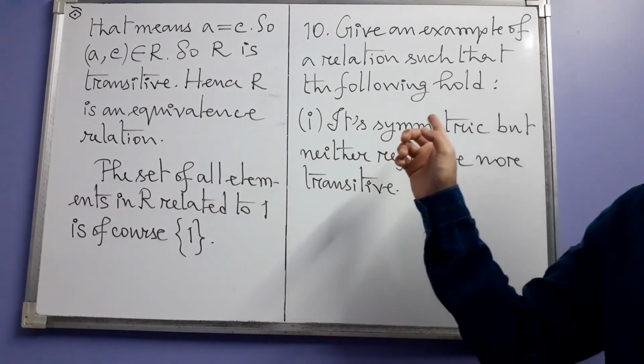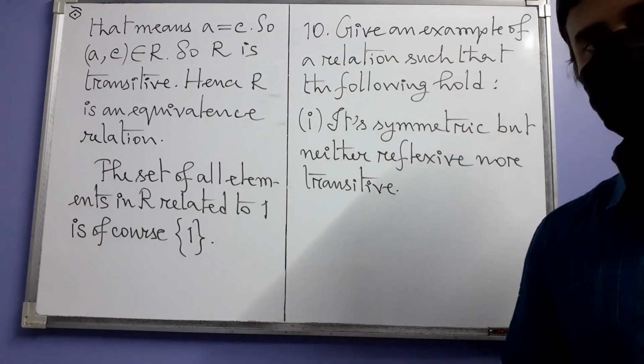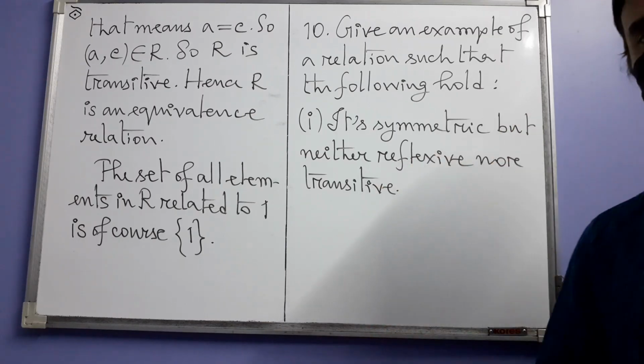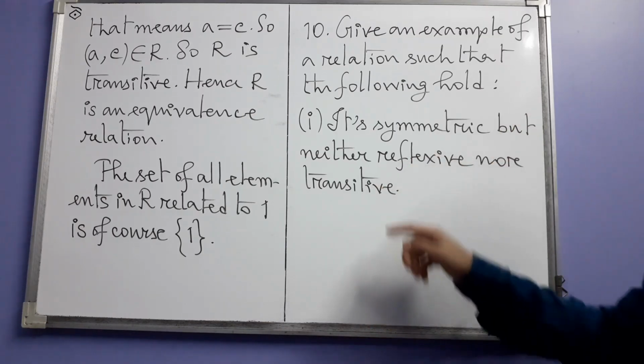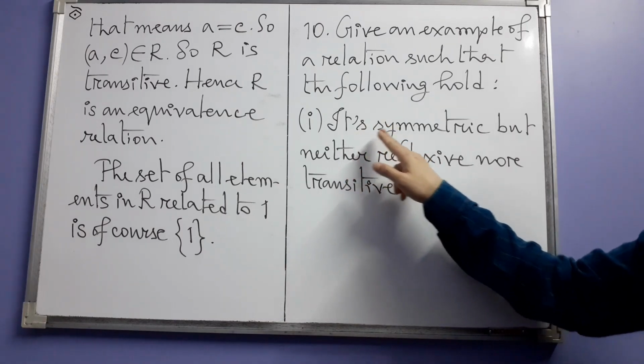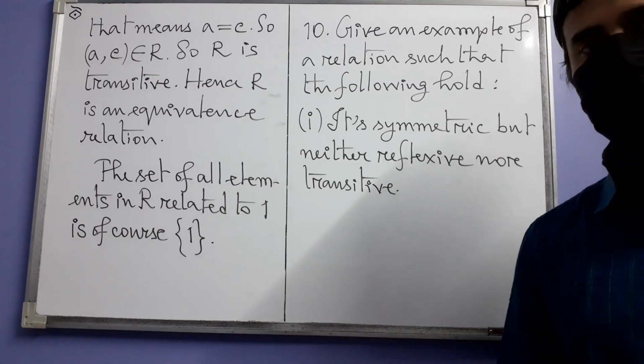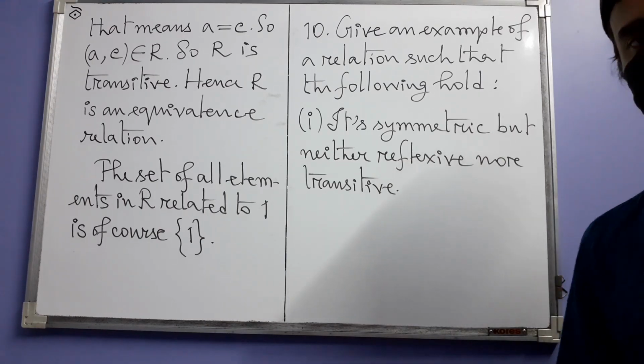In this next one, the 10th one, we are seeking some examples of relations which satisfy some properties. There are some parts. The first part asks us for a relation that is symmetric but neither reflexive nor transitive. So let's see the solution.